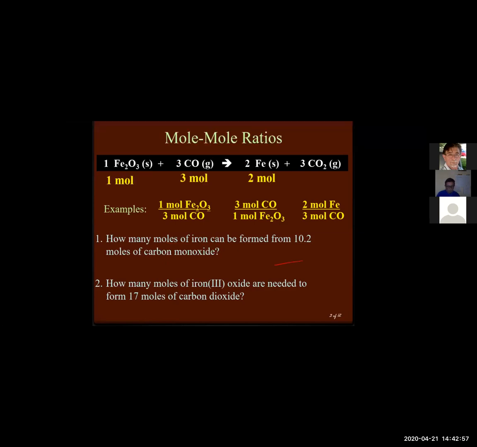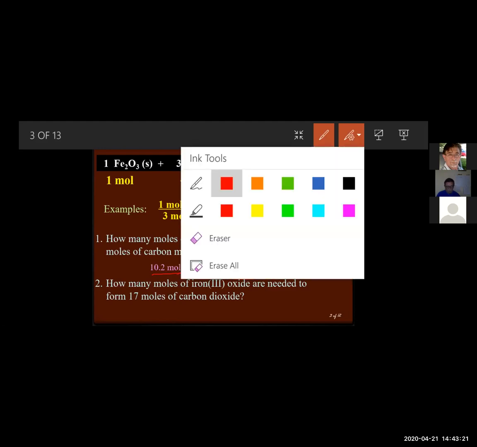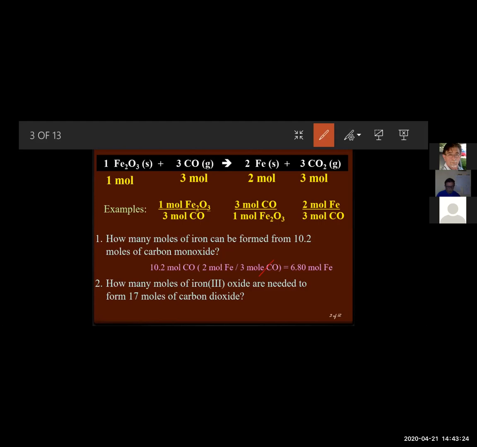So when we set up the problem, we're given 10.2 moles of carbon monoxide. The factor in the center here is that mole ratio that comes from the balanced chemical equation. Note that we can cancel moles of carbon monoxide in the manner we set up, because we're looking for iron. So iron stays in the numerator. So unit-wise, we're going to end up with moles of iron, which is what the problem asks for.